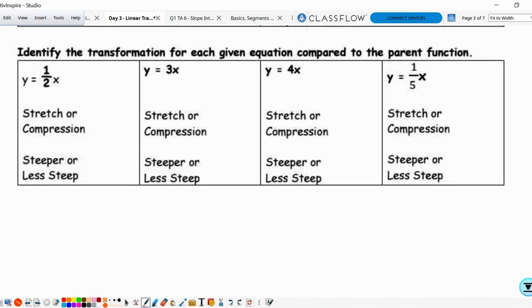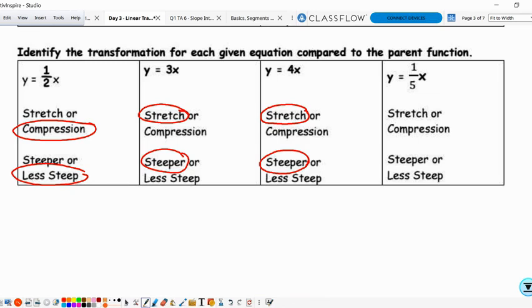Go ahead and try identifying the transformation and compare it to your parent function. We have y equals 1/2 x. That is less than 1, so it's a compression, and we're going to make that less steep. Y equals 3x. 3 is greater than 1, so now we're stretching and making our graph more steep. Y equals 4x, again, is a stretch because 4 is greater than 1, and it's going to be steeper.